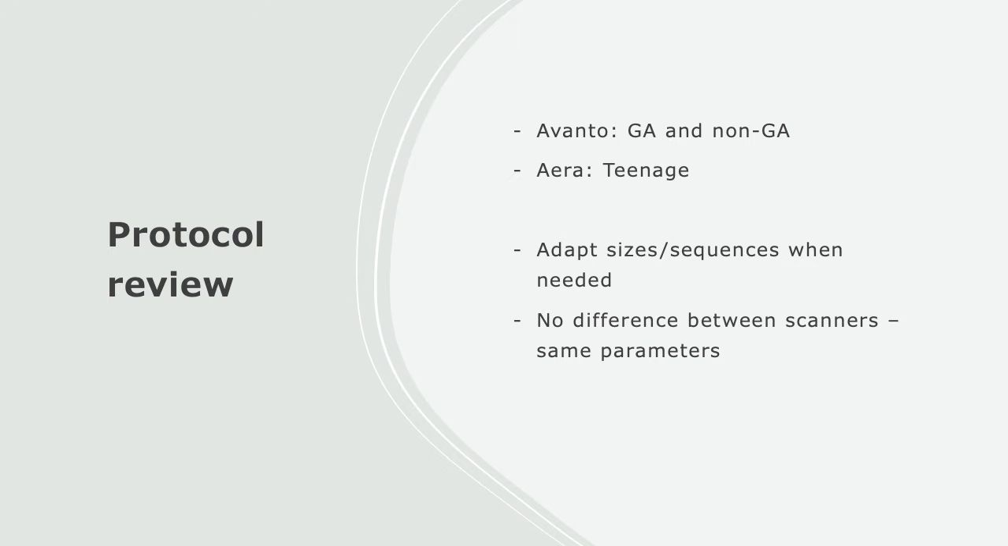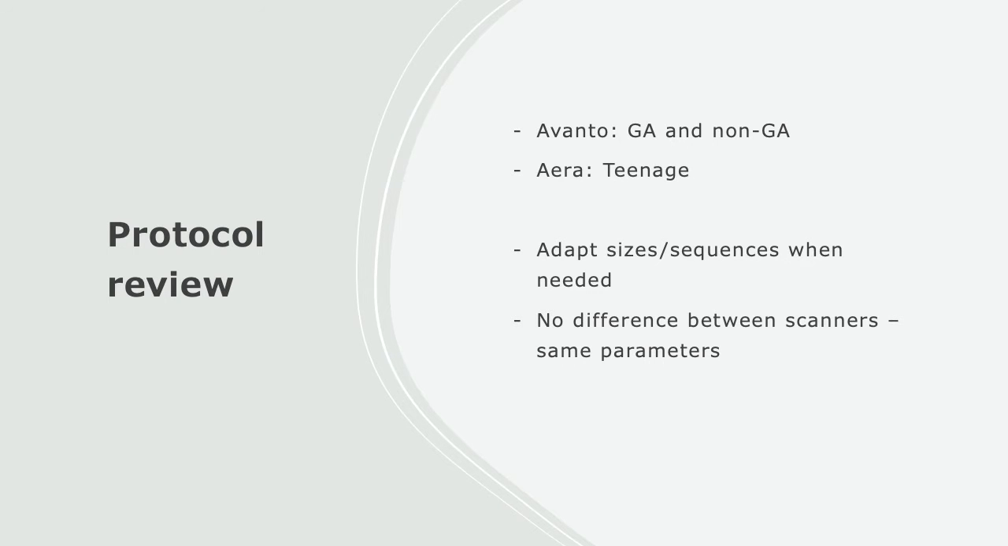To identify if the sequences used were causing image issues, a further investigation of the protocols installed on the scanners was conducted. To simplify this, I investigated where the various protocols used were categorized by age. The Avanto scanner is mainly used for GA scans. Therefore, only two protocols were used there, a GA and a non-GA. Typically, GA scans are used for children who are 5 years and under.